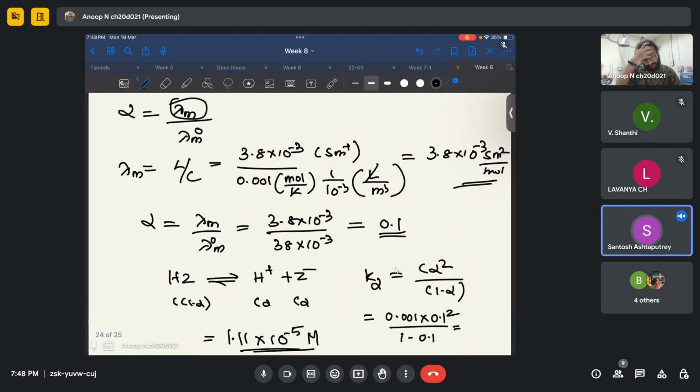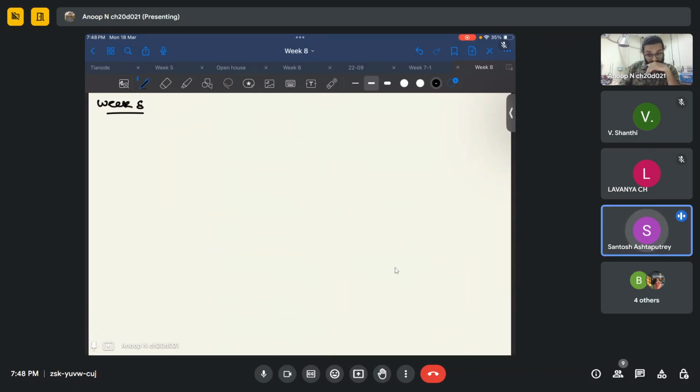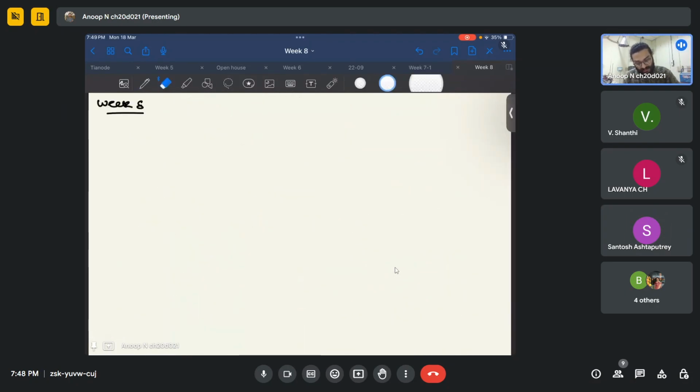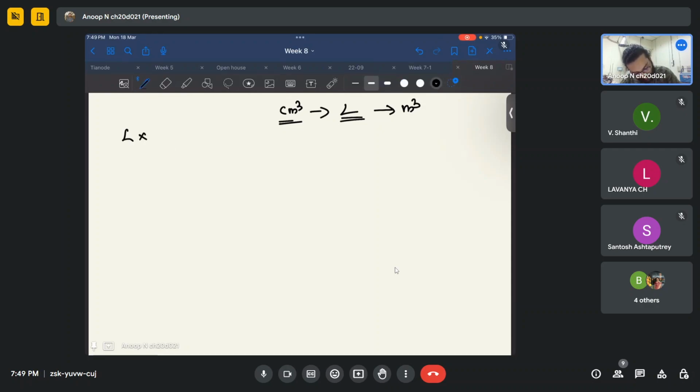Oh, Santosh. Yeah, okay, I'll just explain it. So, centimeter cube is there, 1 unit for volume. Liter is there. Then we have meter cube. So, if you multiply liter into 10 raised to 3, you will get centimeter cube, right? Similarly, if you multiply meter cube into 10 raised to 3, you will get liter.